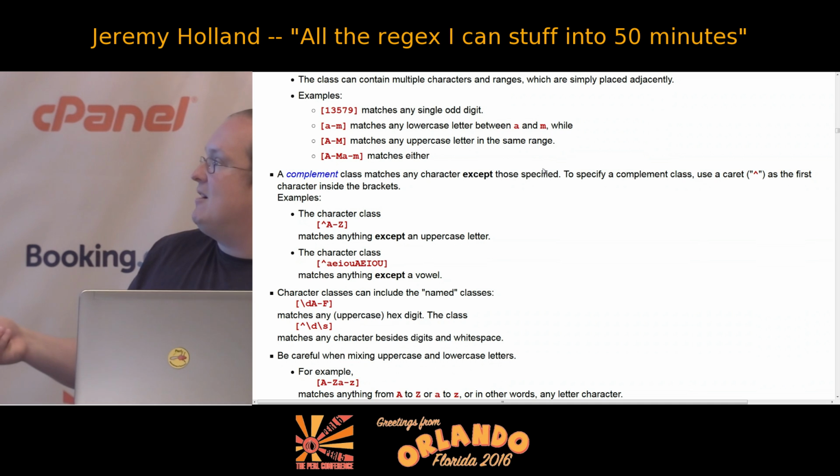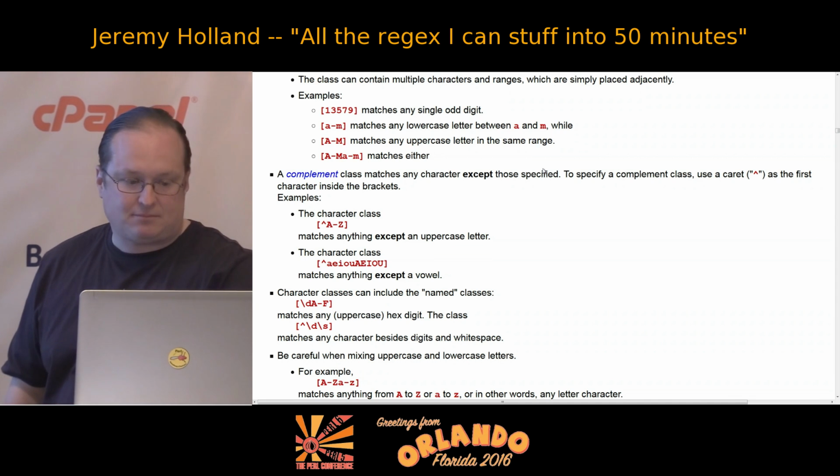You can put the named character classes inside your custom class. So [\dA-F] is a hex digit.